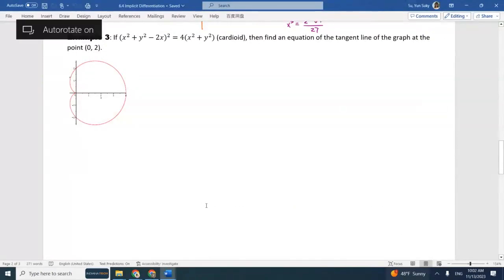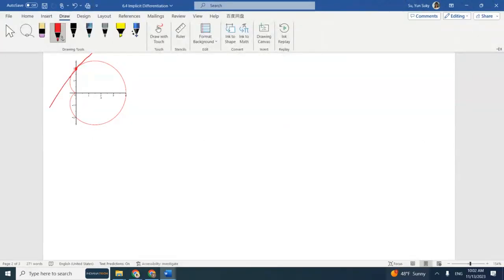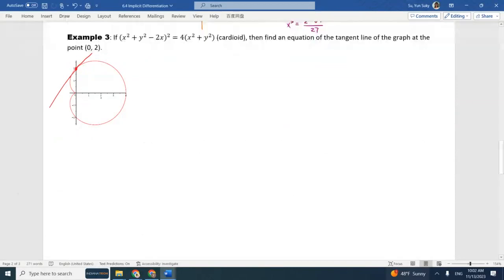Okay, look at this one. This is a cardioid. Okay, it looks like a peach. Okay, so we want to find the equation of the tangent line at the point (0, 2). Do you see here (0, 2) is right here? So you're kind of looking for the tangent line passing through that point, right, everybody? And you know that point is (0, 2), so you need to find the slope at that point.